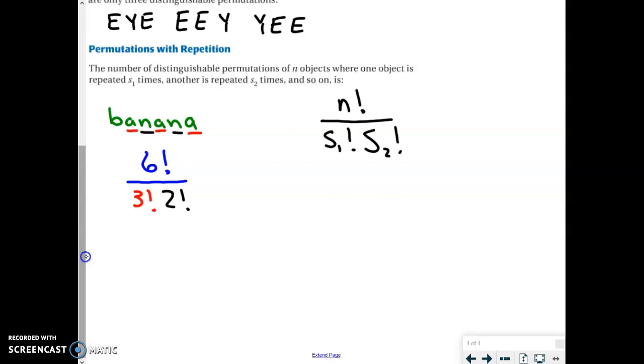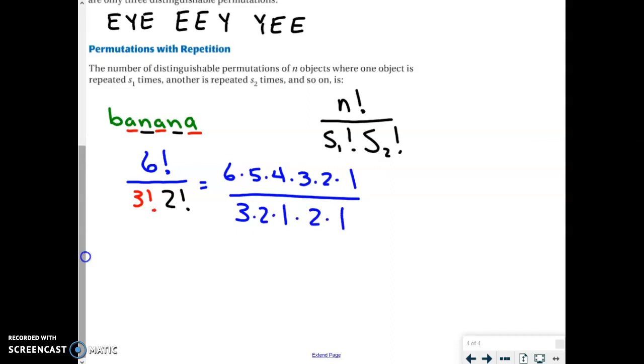So in this case, if we were to write it out or we were to think it, it would be 6 times 5 times 4 times 3 times 2 times 1 over 3 times 2 times 1 times 2 times 1. If you remember back to basic math, these would cancel out with those. That would leave us with that. Everything on the bottom is canceled out, and it leaves us with the top number, which would be 60 permutations.